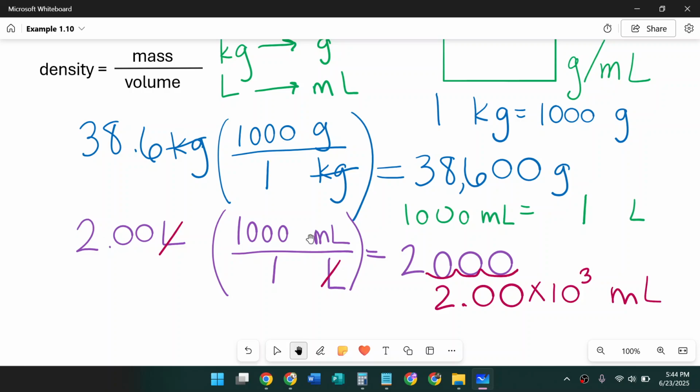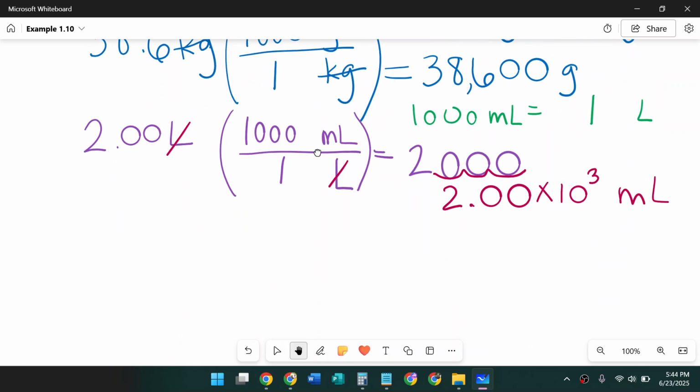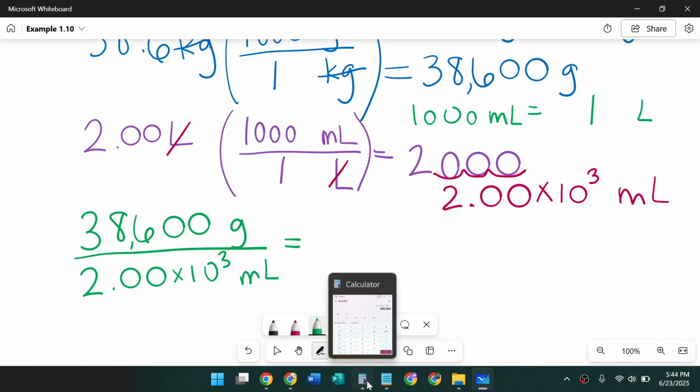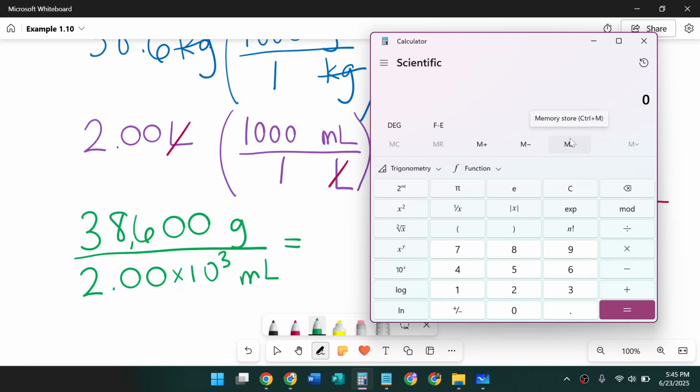Now we can put mass over volume, which means we need our grams. Let's go back to my green. We need our grams, which is 38600 grams. And we need to divide that by our volume, 2.00 times 10 to the 3 milliliters. In this case, I would just put it into the calculator to make sure you don't mess anything up because there's no way you're doing that one in your head.